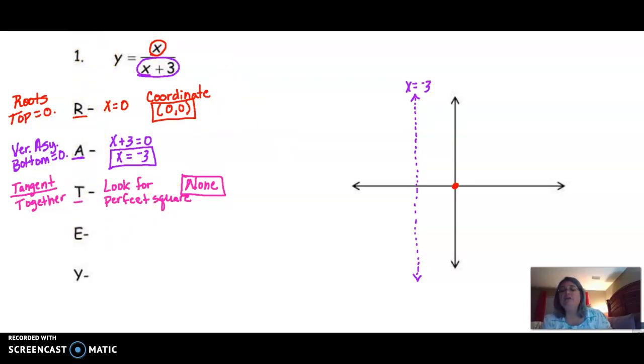Now, our E. I'll do our E in blue. E stands for our end behavior. End behavior, meaning what's happening at the ends. Where's the graph going as our x values get large and as our y values get large? So we're going to look for which degree is larger. Now, when we talk about degree, remember we're talking about the exponents of our polynomial. Your largest degree would be your largest exponent.